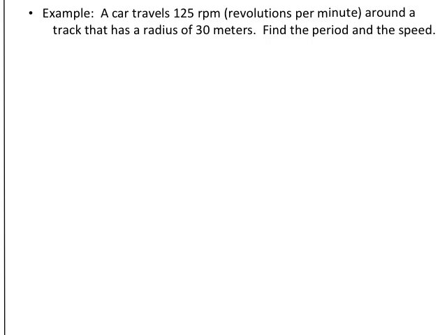We have a car traveling at 125 revolutions per minute. Whenever you see "per" and then any amount of time, that's going to refer to a frequency. So we'll go ahead and label that. Notice that for the units, I did a 1 as a placeholder for revolutions because that's just a number, and then per minute on the bottom. And we have a track with a radius of 30 meters. And we are asked to find the period and the speed.